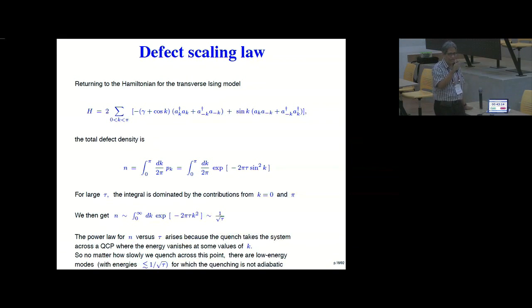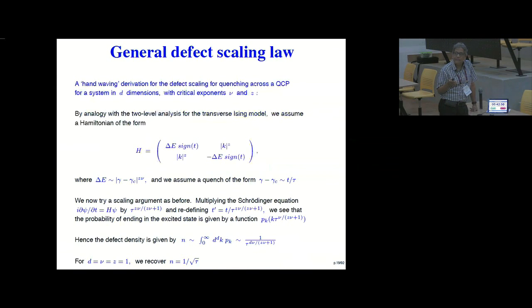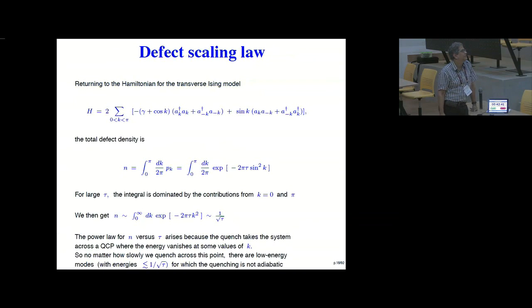If you went across some arbitrary point where the gap is not closing, then the density of defects would go to zero exponentially, e to the power minus tau kind of. You only get a power law because you're going across a quantum critical point where the gap is closing, because there are modes there for which the quenching is not adiabatic. Any questions so far? I'll discuss many generalizations of this. What happens for nonlinear quenching? What happens in higher dimensions and so on?